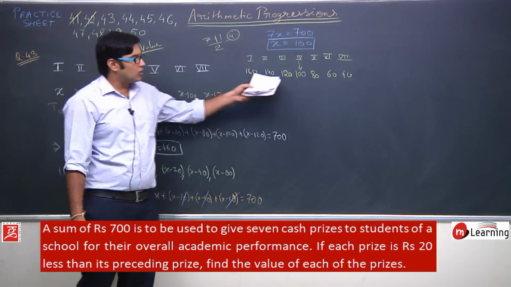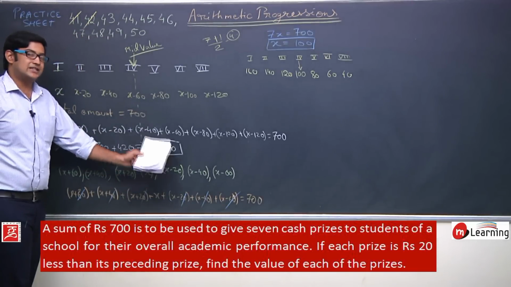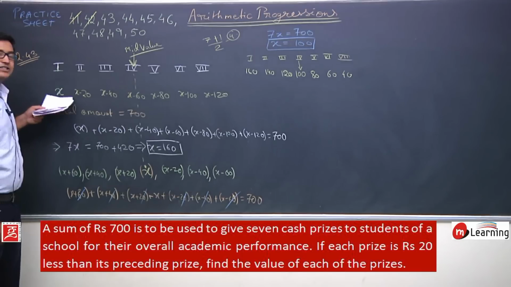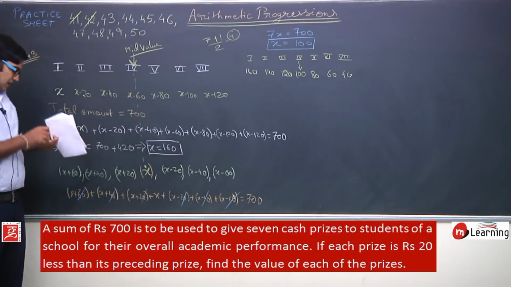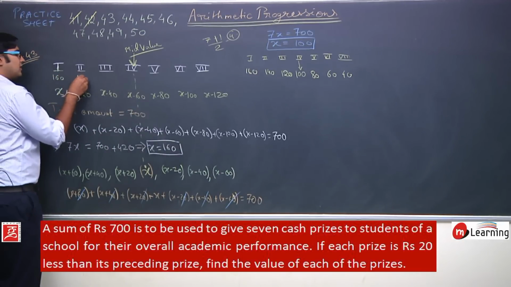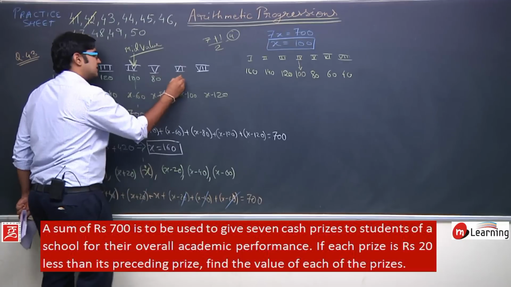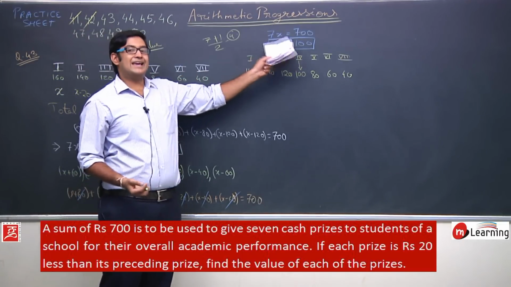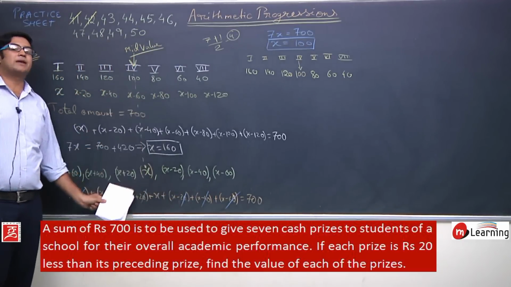Okay, so what you can see is, if I use the first method, I get x equals 160 where x was the first prize. So using this first method, I will get the values as 160, 140, 120, 100, 80, 60 and 40. I will get the same values, but here my x is equal to 100. It's because my x is the fourth prize.